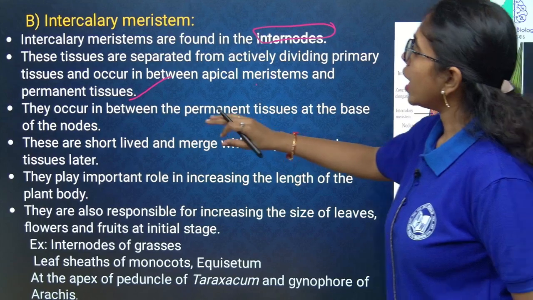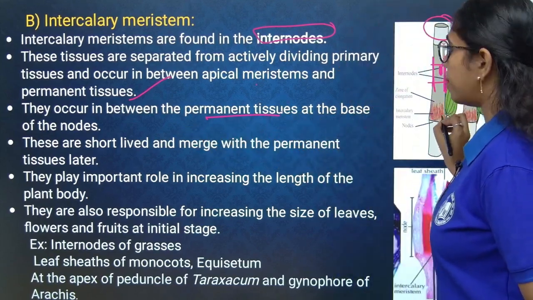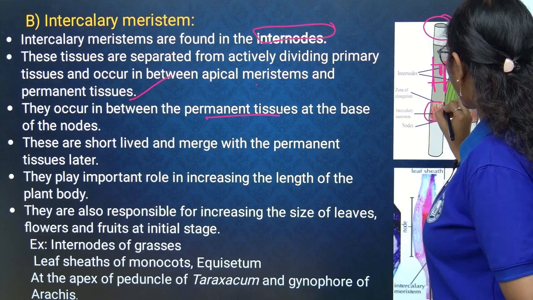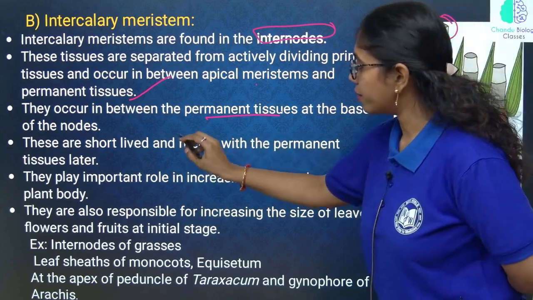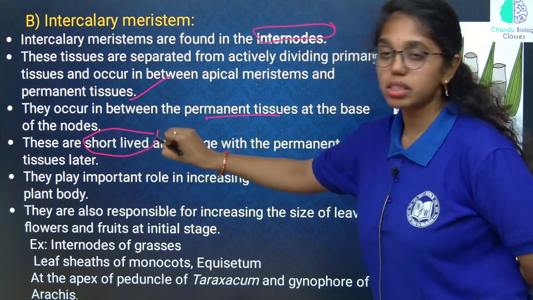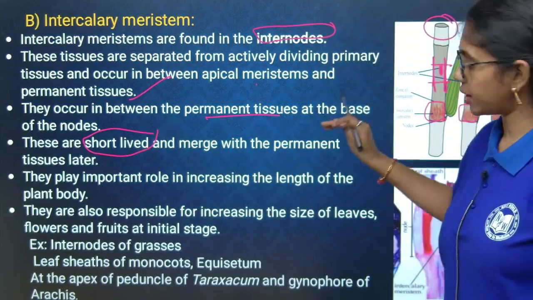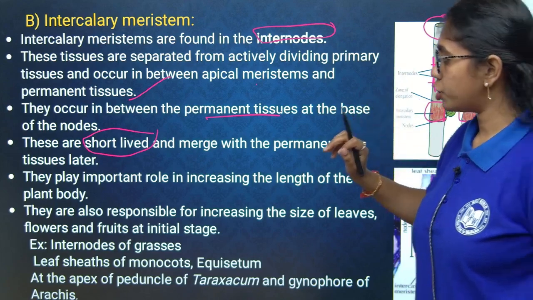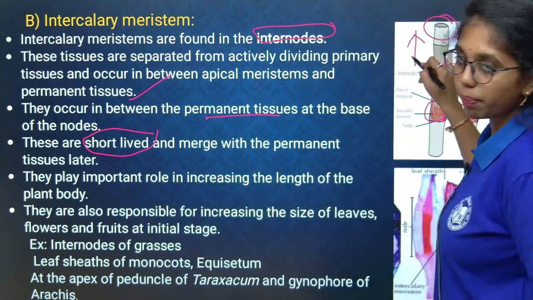Fine. They occur in between permanent tissues at the base of the nodes. They are short lived. Intercalary meristems are short lived and merge with the permanent tissue later. They play an important role in increasing the length of the plant body.